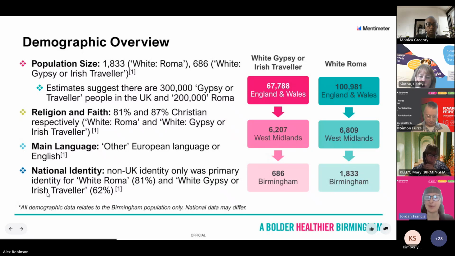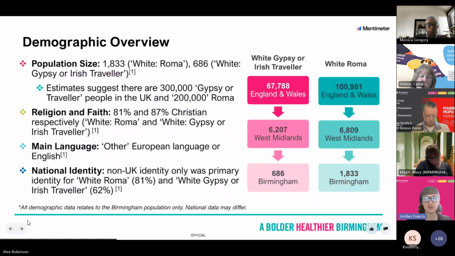And overcoming that barrier to self-identifying and the discrimination faced is a huge part of going towards understanding the health and well-being needs. In Birmingham alone, the actual census population was 1,833 for white Roma and 686 for white Gypsy or Irish Traveller, but take that with a huge pinch of salt, as it is likely much bigger than this due to those barriers.